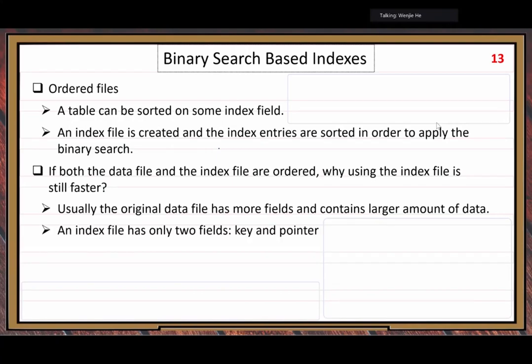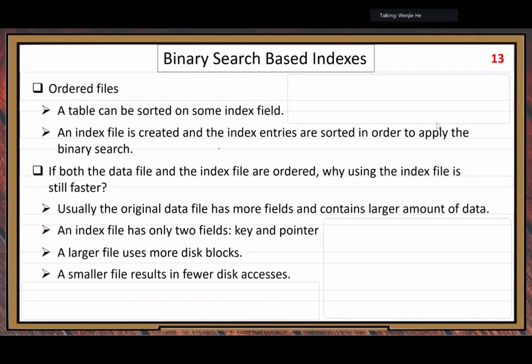An index file has only 2 fields, a key and a pointer. The entry size is much smaller. A larger file uses more disk blocks, and a smaller file results in fewer disk accesses. So that's another reason. Here we can understand it in this way.